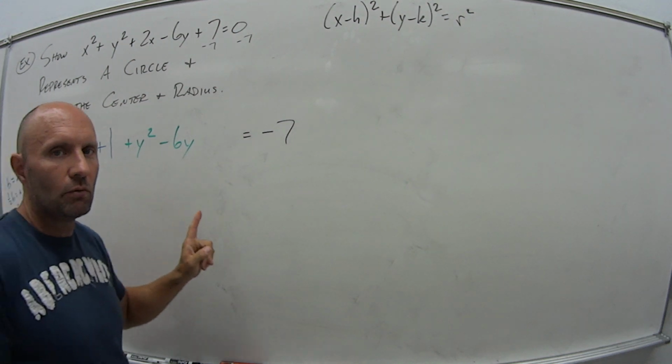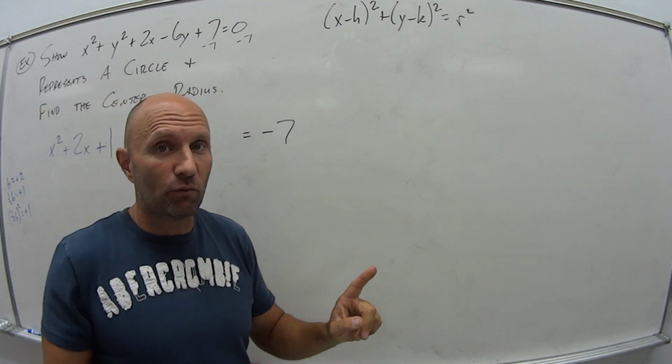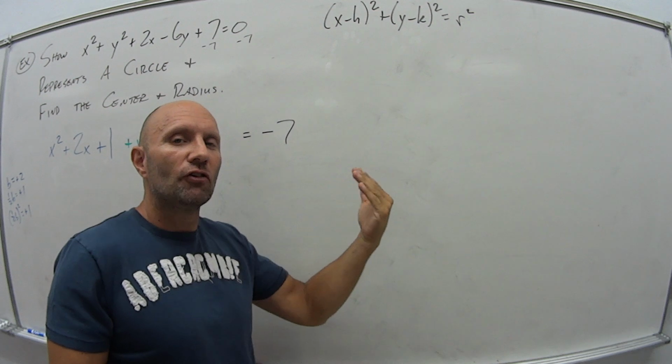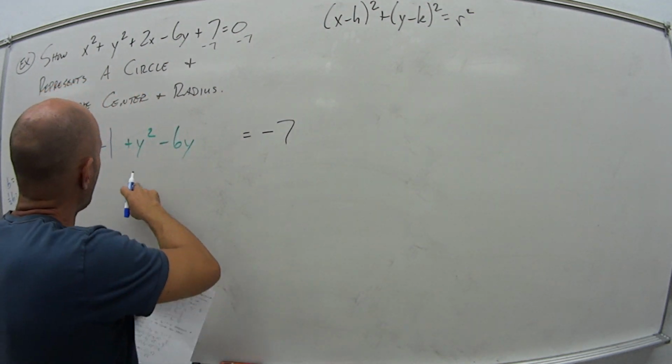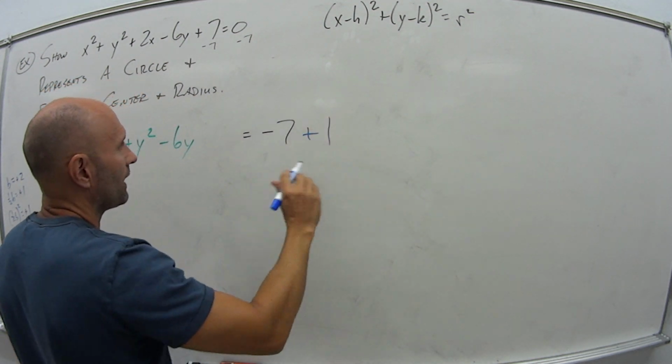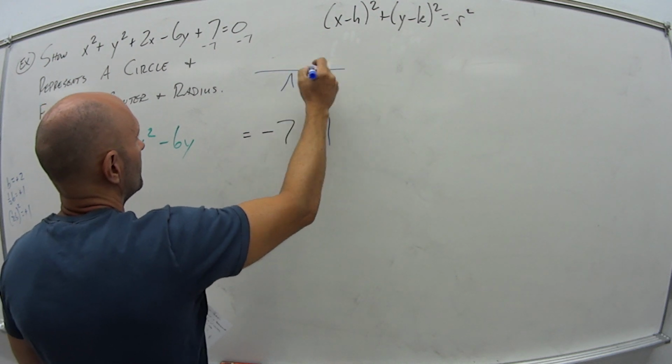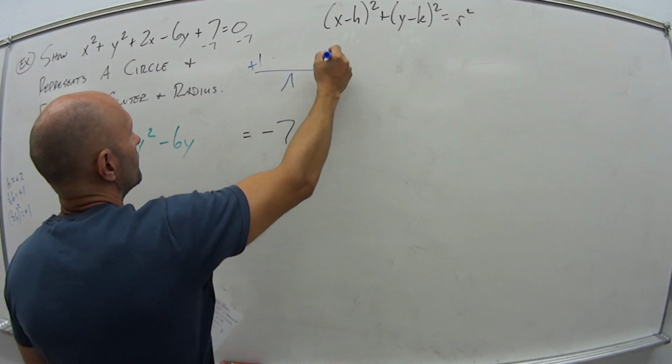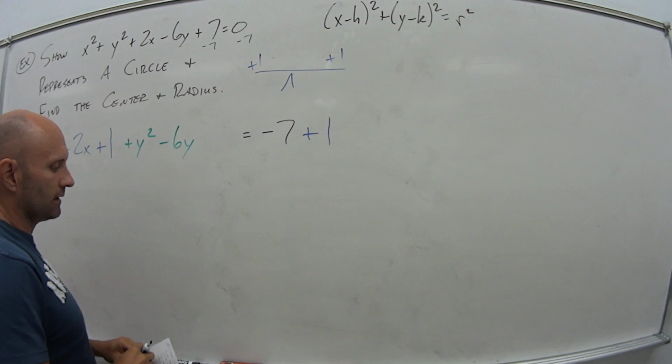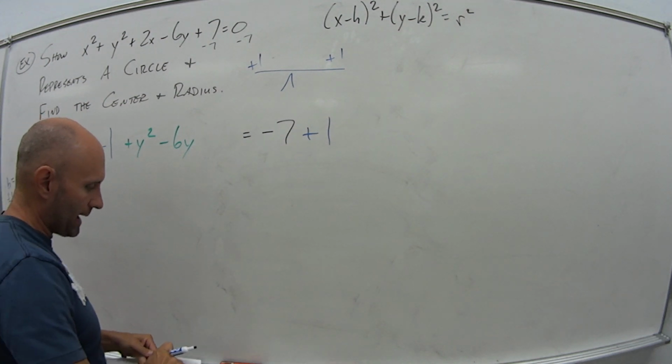But what did I do? I changed this equation now, right? I added 1 on the left. So because I added 1 on the left, I also need to add 1 on the right. Again, remember that teeter-totter? So I just added 1 over here. I need to add 1 on the right to keep it equal, to keep it in balance.